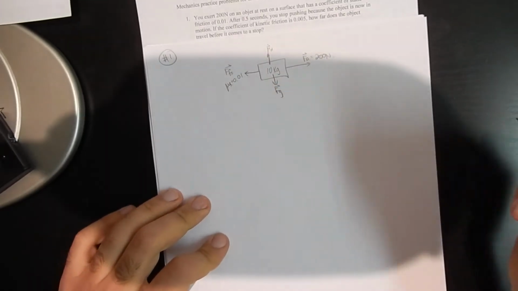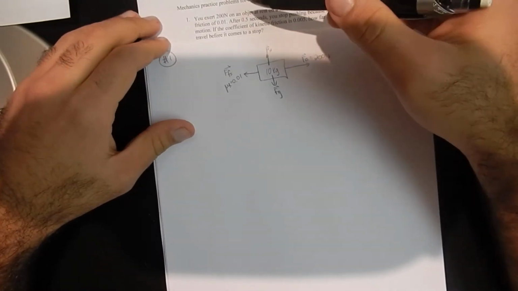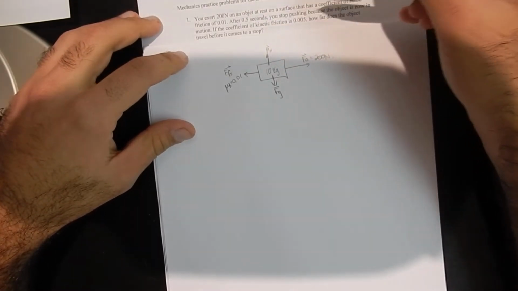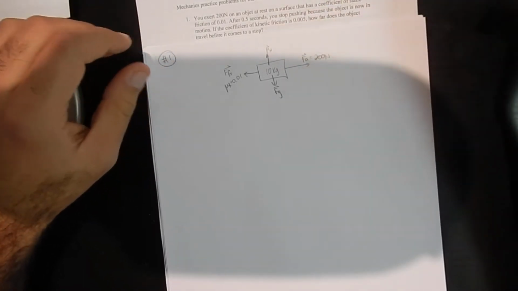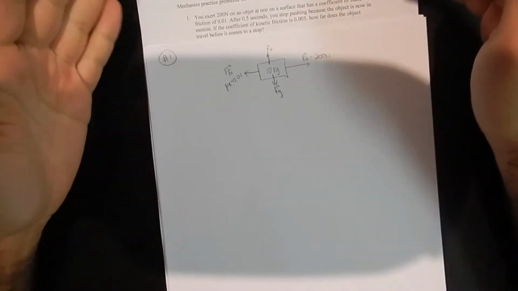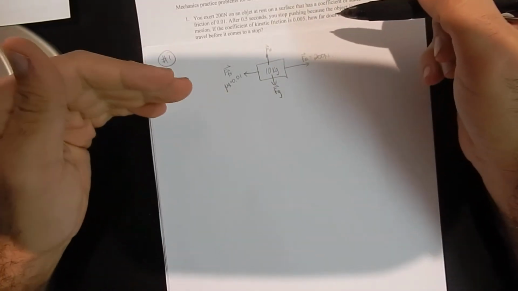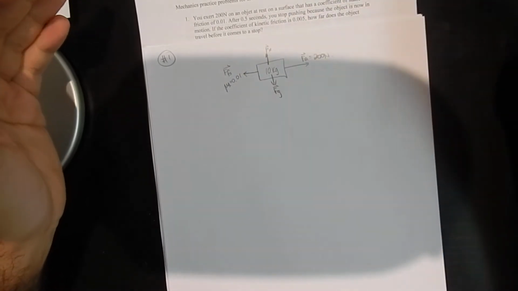So I'm going to tell you a little bit about how I solved the problem. It says here, if the coefficient of kinetic friction is 0.05, how far does the object move? How far does the object travel before it comes to a stop? So essentially what's happening is I'm giving a nudge to this object, and it's going to slide down a street, and it's eventually going to come to a stop because of the friction underneath it.